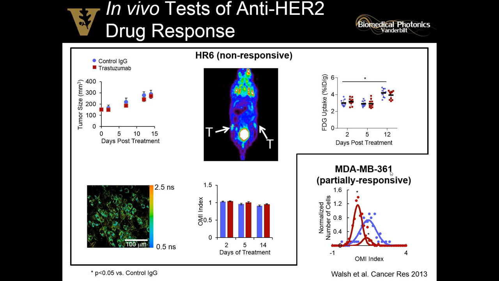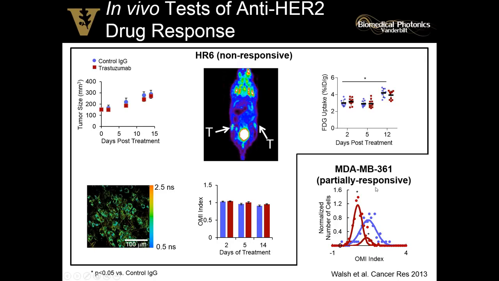So this model is known to have about a 70% response in tumors, and about 30% of the cells do not respond. So we looked at the cellular level response in these tumors. This is the control in blue and the treated in red. And we see again that about 70% of the cells responded, and about 30% of the cells did not respond to treatment. Again, this was done in vivo in xenografts that are grown from MDA MB361, partially responsive tumors.